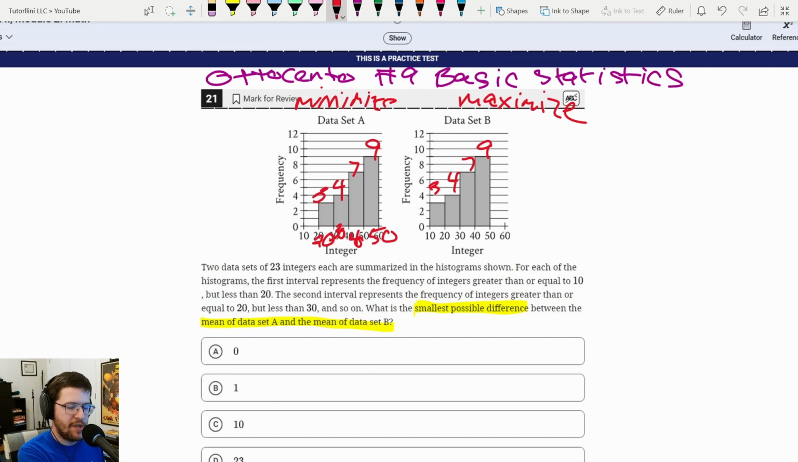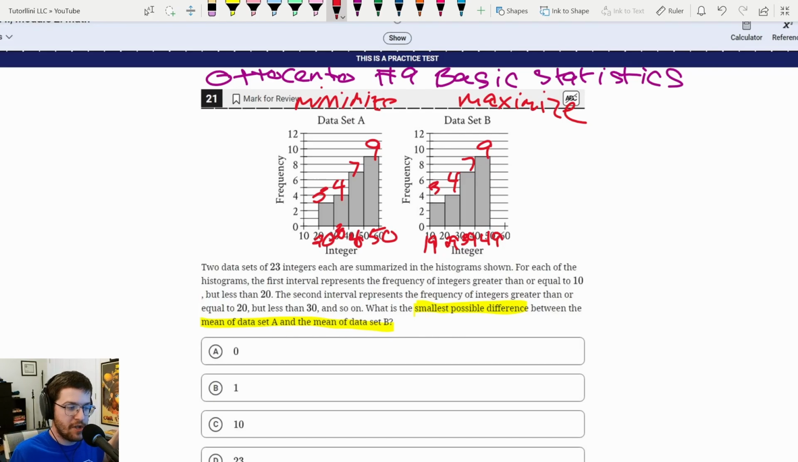But the largest integer, that's kind of tricky. So the largest integer, you include the left, exclude the right. So lots of people would say it's 20, but really it's 19 because 20 is in the next box. Include the left, exclude the right. So 19, 29, 39, 49. And now we have everything we need. That was probably the hardest part.